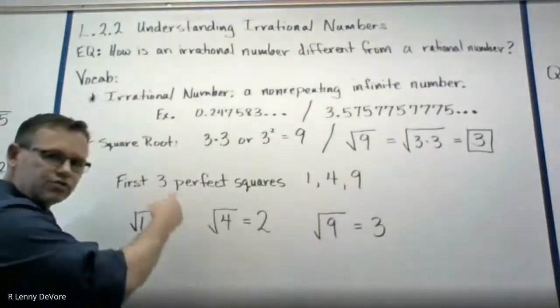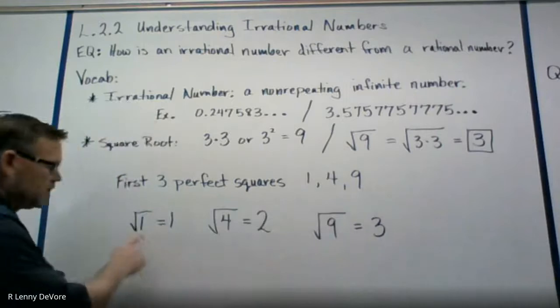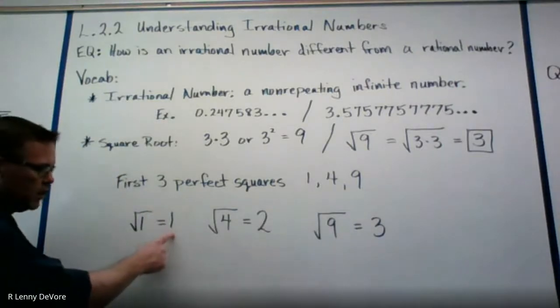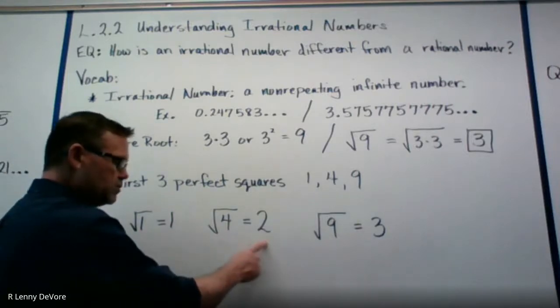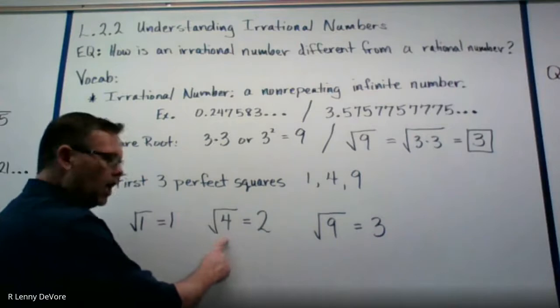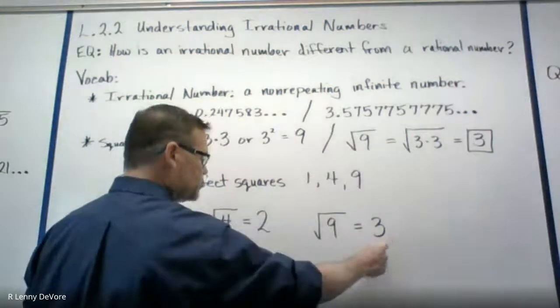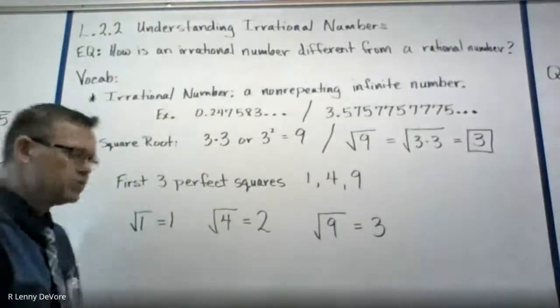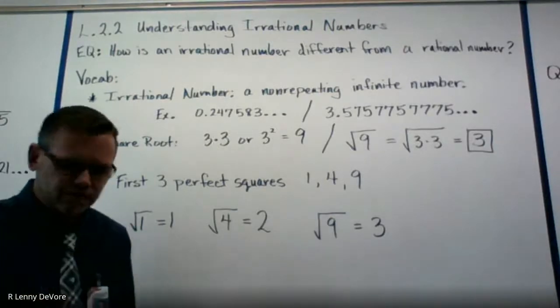Okay, our first 3 perfect squares are 1, 4, and 9. As you can tell, the square root of 1 is 1. In other words, 1 times 1 is 1. The square root of 4 is 2. 2 times 2 is 4. And the square root of 9, as we went through up here, is 3. In other words, 3 times 3 is 9. Okay, so square roots are important. We're just going over perfect square roots in this lesson.